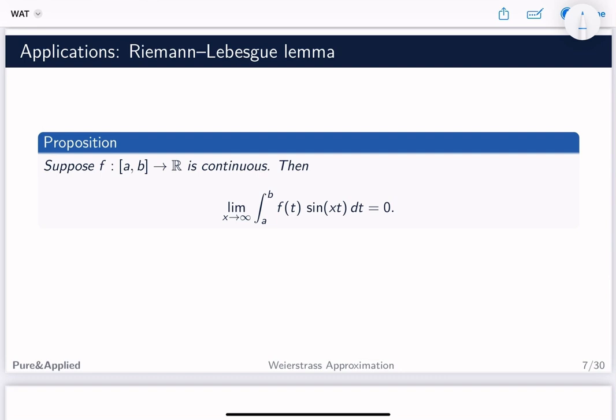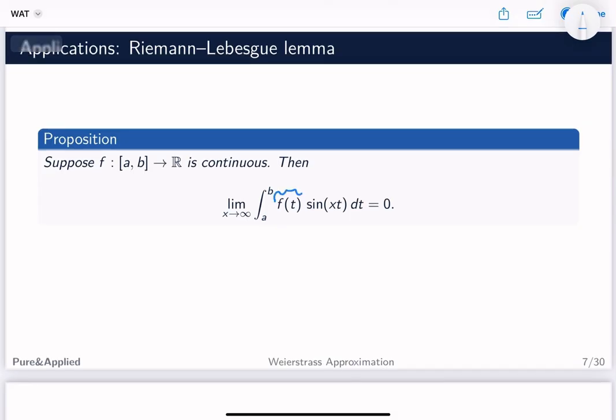You could prove this in other ways, but it's nice to see that it can be proven by the Weierstrass Approximation Theorem. Let me show you the motivation of the proof without getting too much into details. Since this can be approximated uniformly by polynomials, and since the integral is a linear operator, it suffices to observe the following.